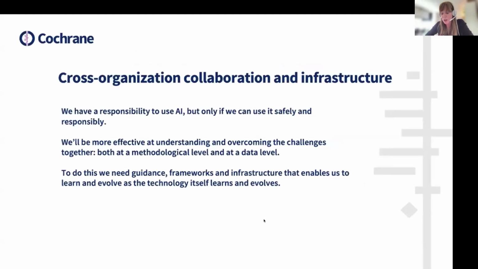And so I'm going to conclude by saying I think we have a responsibility to use AI, but only if we can use it safely and responsibly. We'll be more effective at understanding and overcoming the challenges together, both at a methodological level and at a data level. To do this, we need guidance, frameworks, and infrastructure that enables us to learn and evolve as the technology itself learns and evolves. And on that note, I am going to pass over to James.